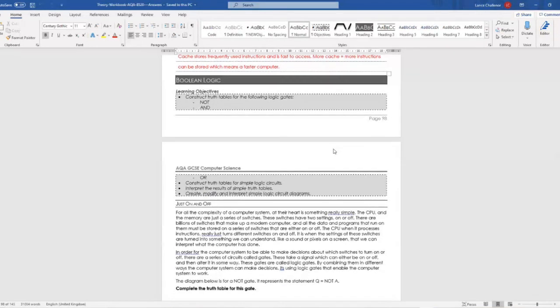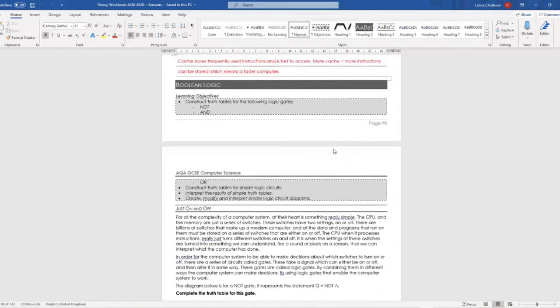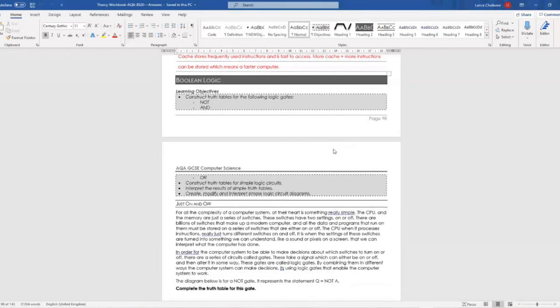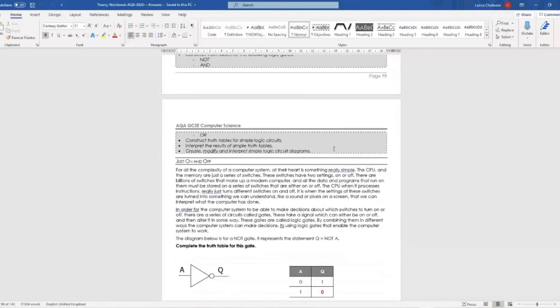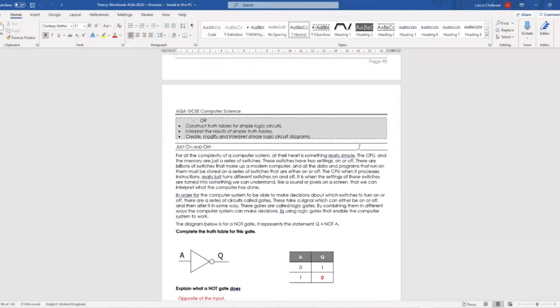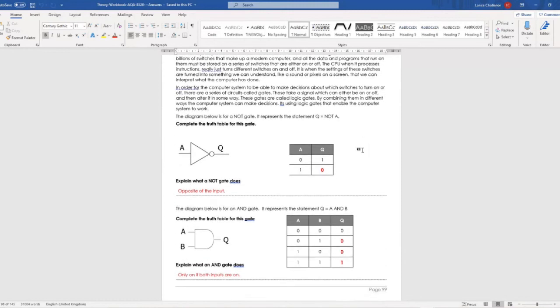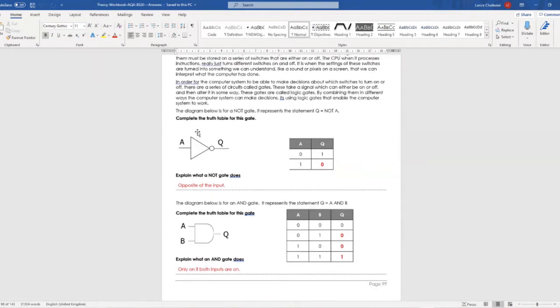Right. I'm going to finish on Boolean logic, so I'm going to do this and I'm going to stop. Right, so truth tables, Boolean logic, and logic gates. So if we remember back, we have different logic gates. We have a logic gate called a NOT gate, and this has an input A and an output Q.